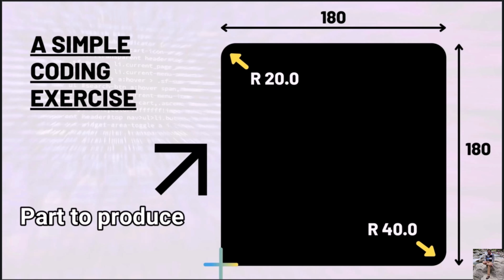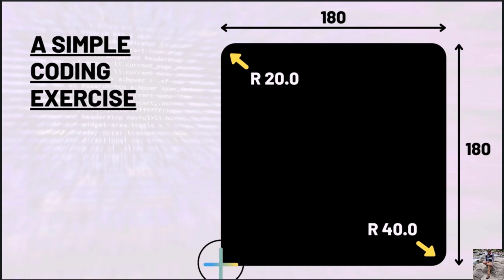Now, this is the part that we have to produce with the CNC machine. The bottom left corner of the part is the datum. This is where we set the 0 position on this particular part. So, X equals 0, Y equals 0 and Z equals 0 will be on the top surface of the component.